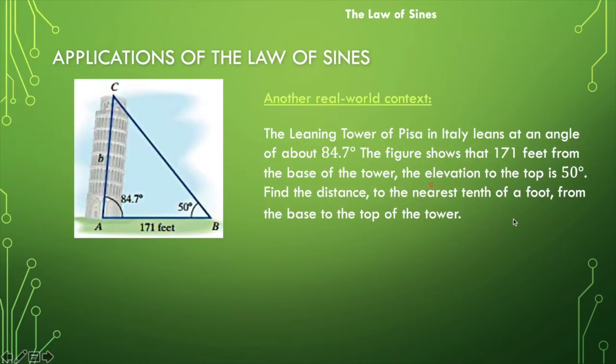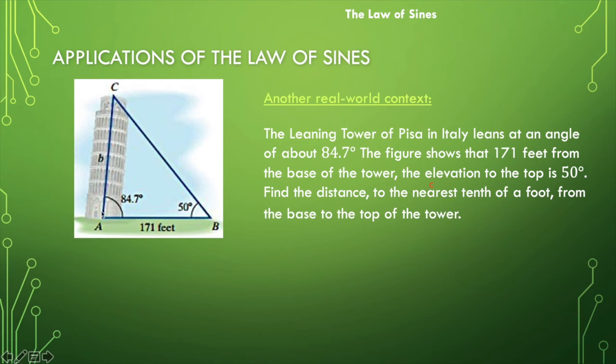This is one of my favorites because I love Italy and I really wish I could go. It's my dream. The Leaning Tower of Pisa leans at an angle of about 84.7 degrees. The figure shows that 171 feet from the base of the tower, the angle of elevation to the top of the tower is 50 degrees. Find the distance to the nearest tenth of a foot from the base to the top of the tower.